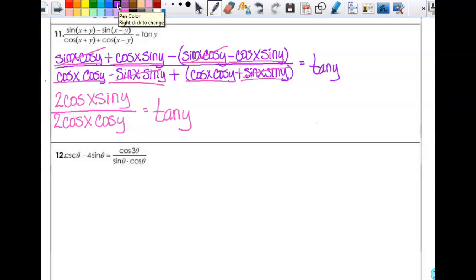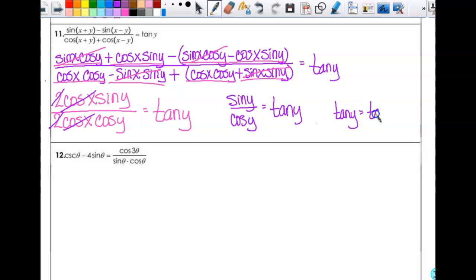All right, so now I can simplify on the left-hand side. The 2's cancel out. The cosine x cancels out. So that leaves me with sine y over cosine y. And that's equal to tangent y. And then we know that sine over cosine is tangent, so tangent y equals tangent y. And we are done. What questions do you have? Anything?